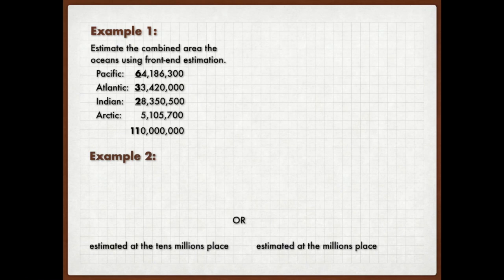Remember, we are just looking at the first number. We are looking at 6, 3, and 2, and we're going to add them together. Just the first numbers. This is front-end estimation. Now, what happened to the poor Arctic Ocean? There's nothing there. It's a 0 because 6 plus 3 plus 2, so 6 plus 5 gives us 11. I did not round up that 5. I just looked at the first one in that column, and the Arctic had nothing in that column, so I did not use it.